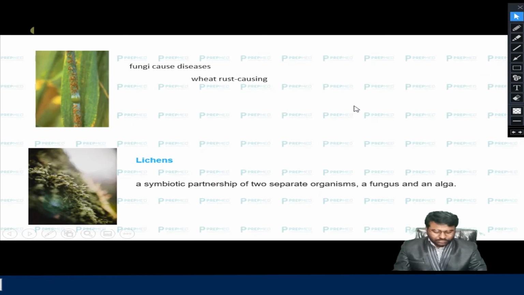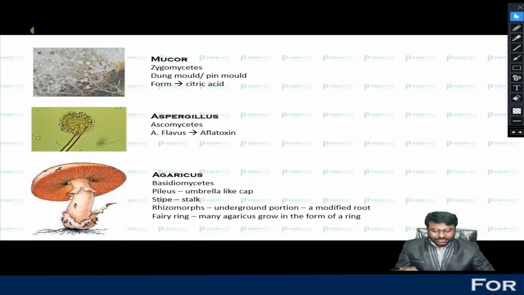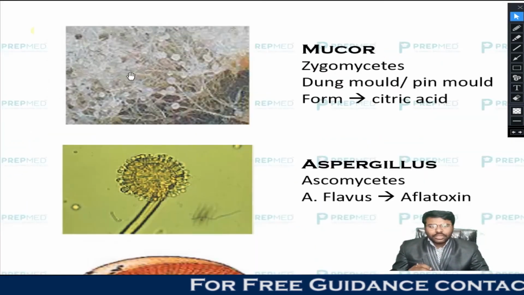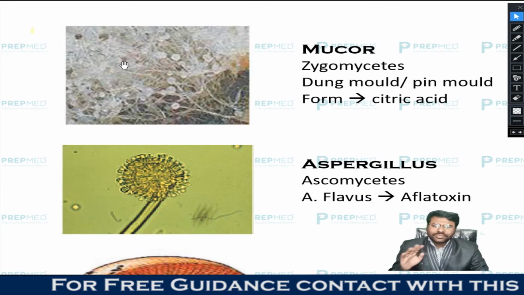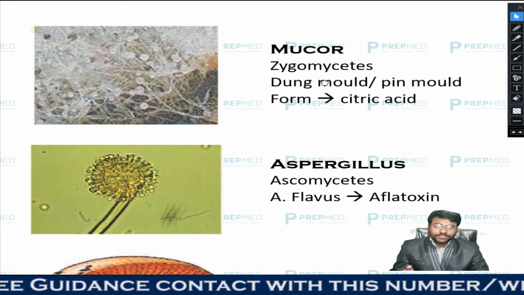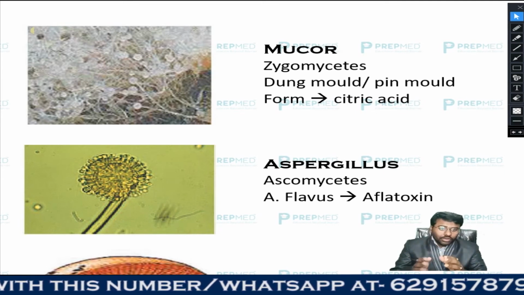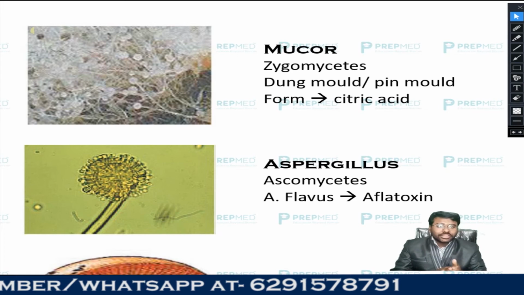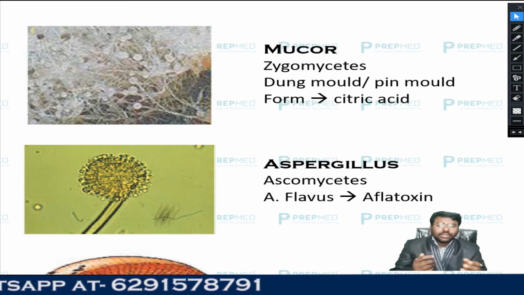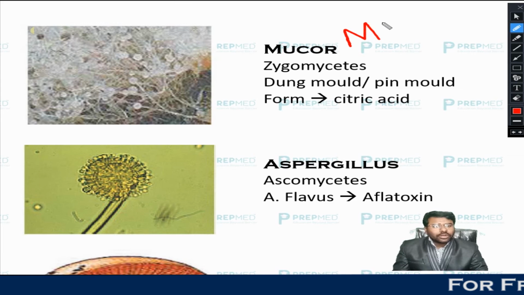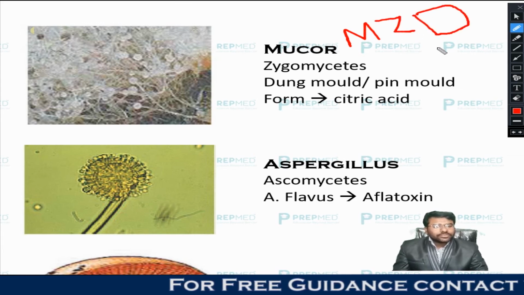Okay, now coming to the number 3 slide, where there are 3 images. First of all, this type of image where there are several fungi is seen. This is actually Mucor, and Mucor comes under the zygomycetes. This is actually the dung mold or pin mold, and it is mainly from citric acid.